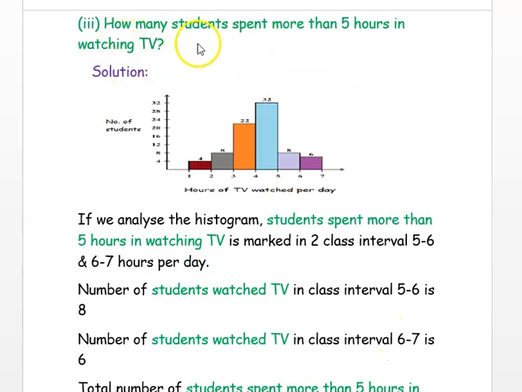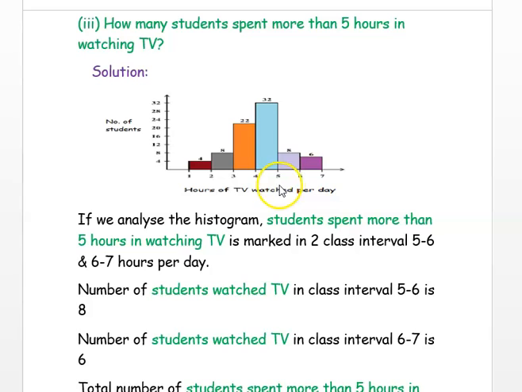Next question is, how many students spent more than 5 hours in watching TV? So the question is more than 5 hours. Now we have to analyze the histogram. More than 5 means we have to take it from the class intervals 5 to 6 hours and 6 to 7 hours per day.